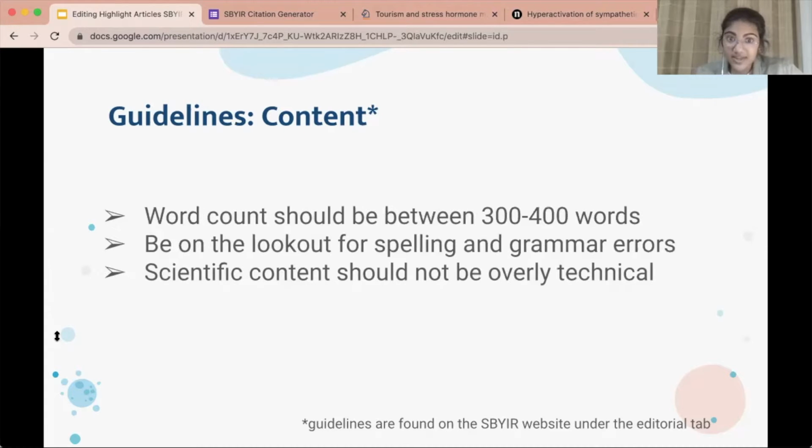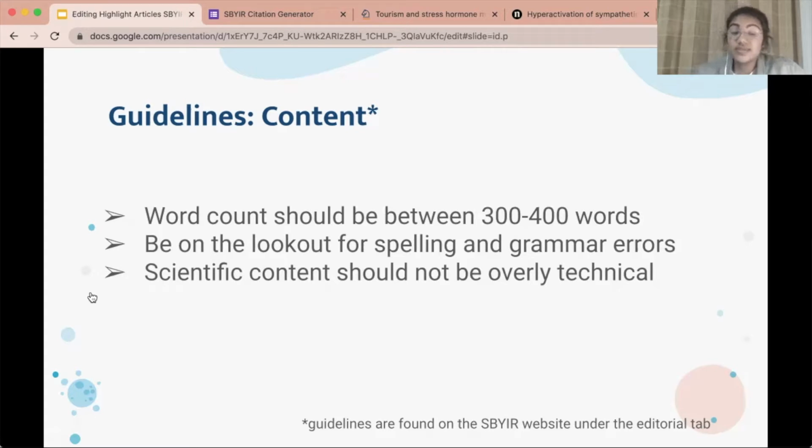Additionally, word count should be between 300 and 400 words. We found that that's the good sweet spot that gives a good amount of information about the scientific nuances of the piece, but also doesn't become too wordy and too unbearable to read.